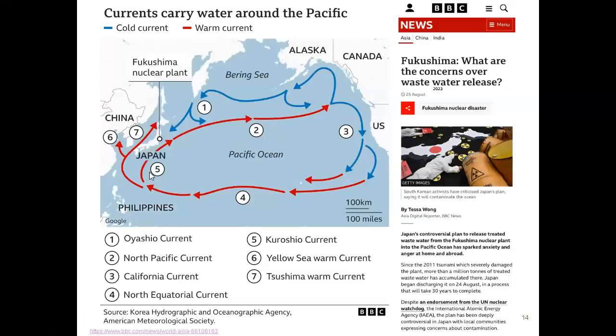So I don't think it's enough to just ban the seafood from one country. We should ban the seafood from all over the world because of this.